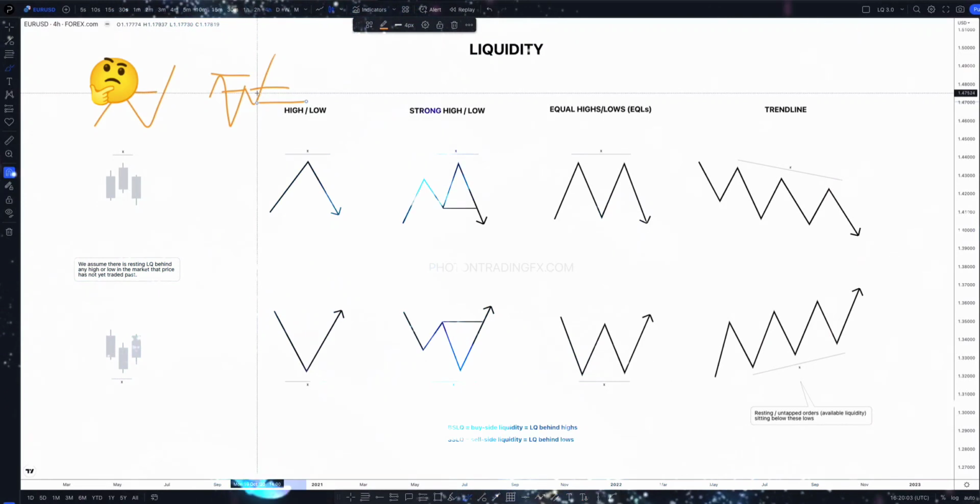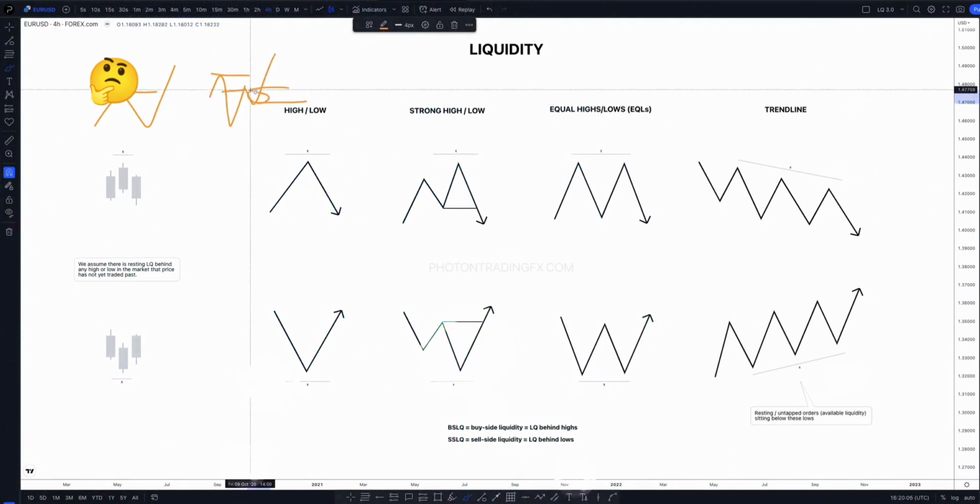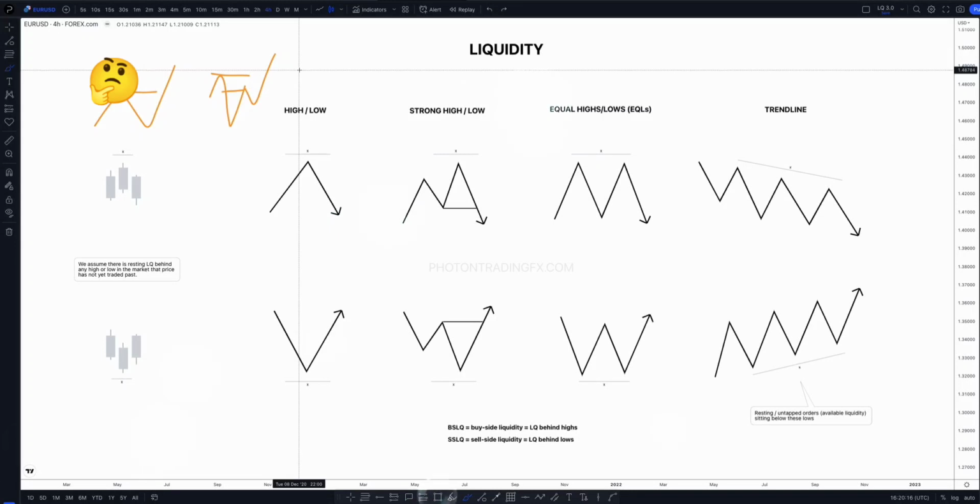And then we can have some general assumption that within this level here, because it managed to overpower supply or because it broke some structure, these two zones could have a lot of orders within them, right? Where price may tap into it, fill those orders and continue the move. So that's what we've done with supply and demand.